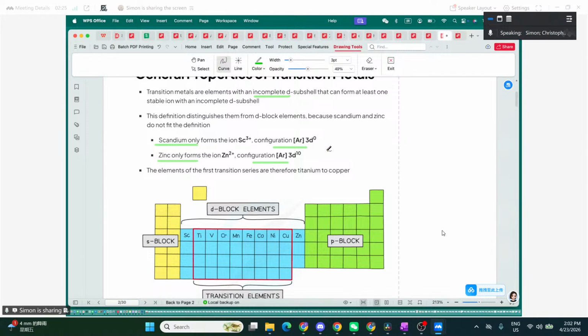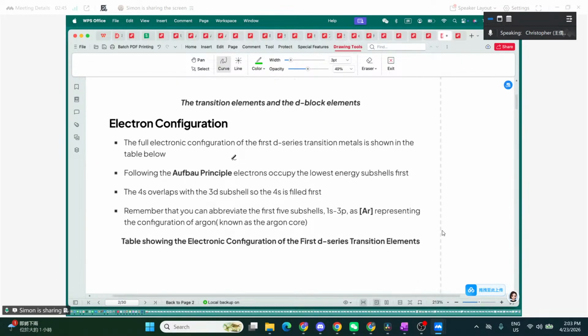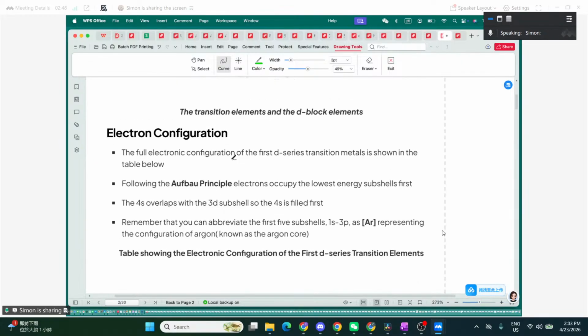So the keyword is this one: can form at least one stable ion, right? But for this metal, like zinc, it only forms this type of ion, right? Understand?